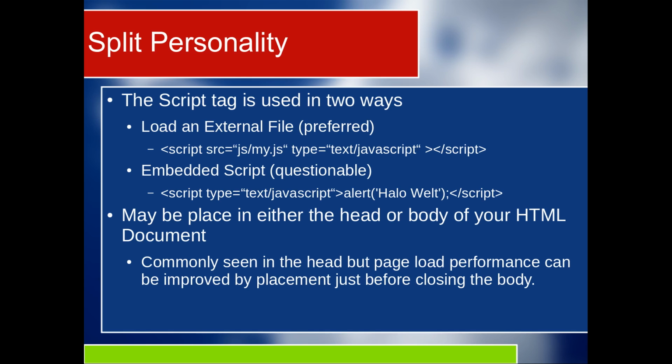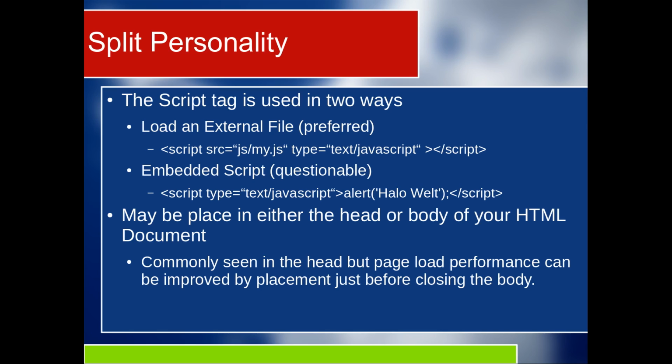Now, the script tag can be used in two ways. You can use it to load an external file. I already mentioned that, and I have a little sample of that here. Notice that I've got the source attribute. It has js/my.js. So in this case, I'm saying go out from wherever I've got my HTML file and go to a directory called js.